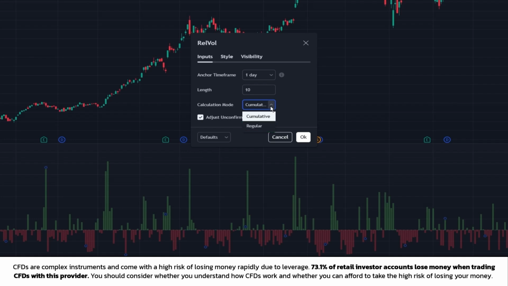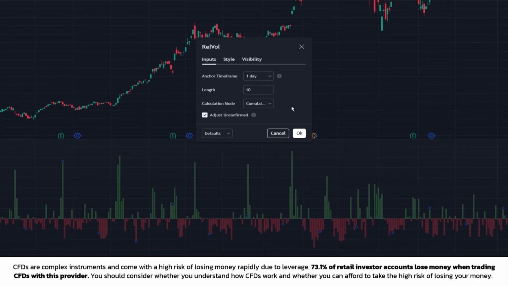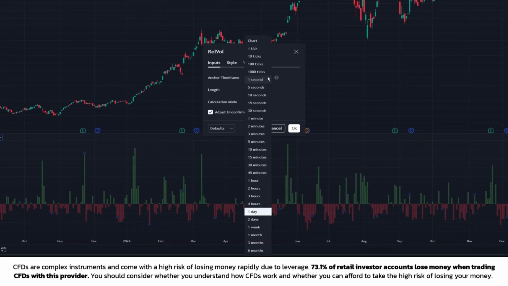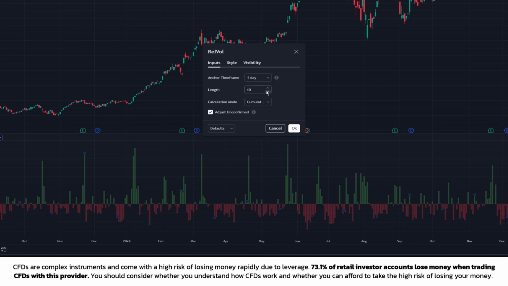Cumulative mode is particularly useful for gauging overall participation over time, while regular mode provides more granular insights into moment-to-moment trading activity. Customization is at the core of the indicator. The anchor time frame defines the period size used for comparisons, such as daily, hourly, or even custom intervals, while the length determines the number of historical periods used for averaging.